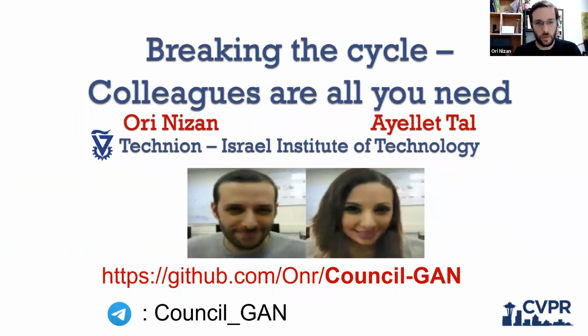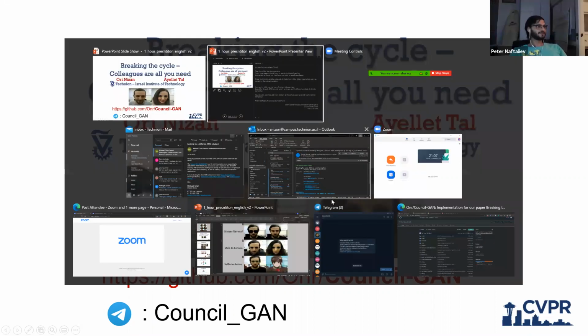You can find our work on GitHub. And now, if you would like a little demonstration, if you have Telegram installed, you can search for the Council-GAN bot and send it an image, and it will send you back its female translation. I can maybe show you. Show us, yes, please. Yeah, of course.